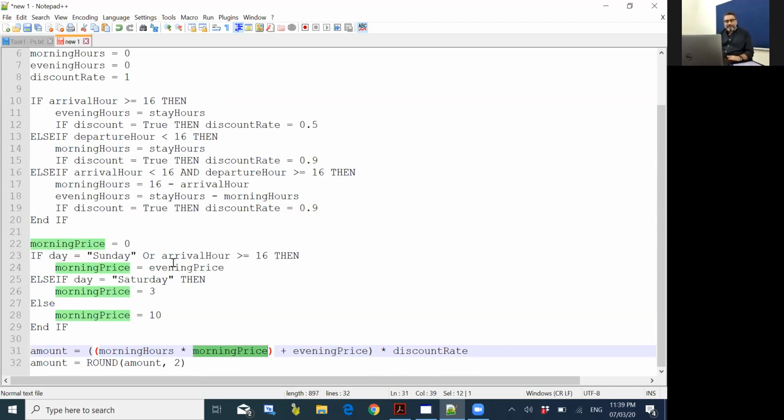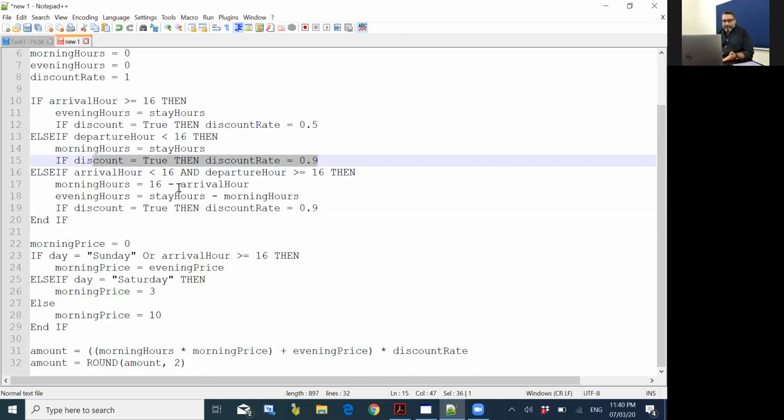If it is Sunday, then it is 2. If it is Saturday, then it is 3. On any other day, it is 10. Since morning hours are already calculated, they will be multiplied by the morning price, plus the evening price, which is 2. Meanwhile, we have already checked the discount rate. If someone has arrived after 1600 hours, the discount rate is 50%. If they have arrived before 1600 hours, then the discount rate would be 0.9.